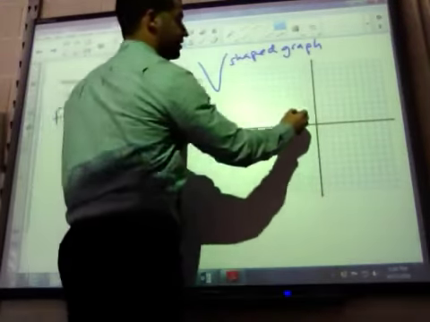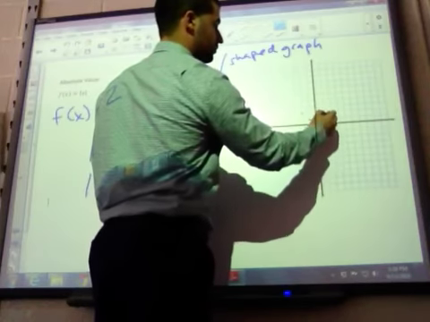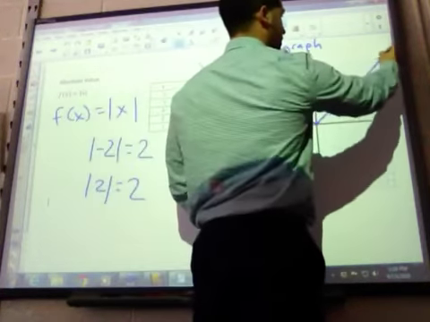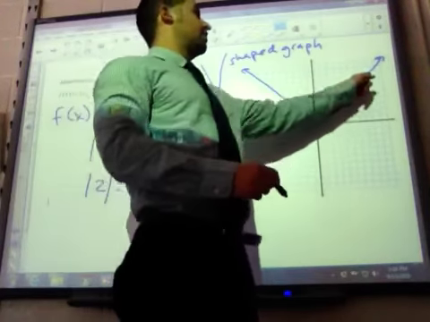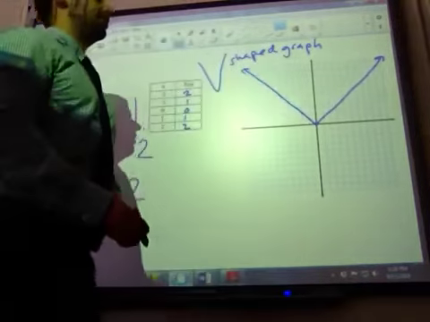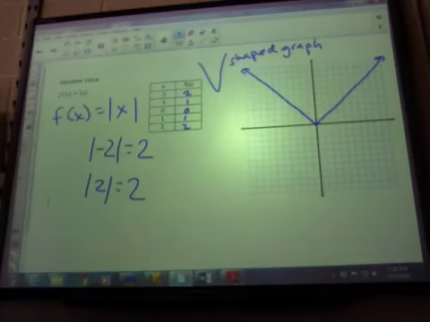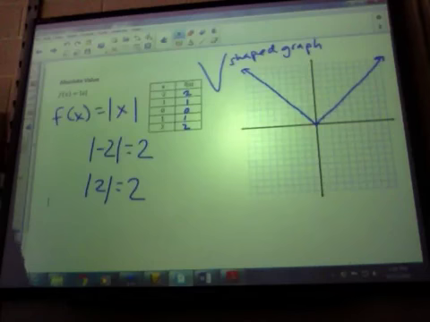And we'll just plot our points and take a look at that. So this side's kind of like f of x equals x, our linear function, but this side's only positive values, so it's a little bit different. And that's it. Make sure you take down all these notes.